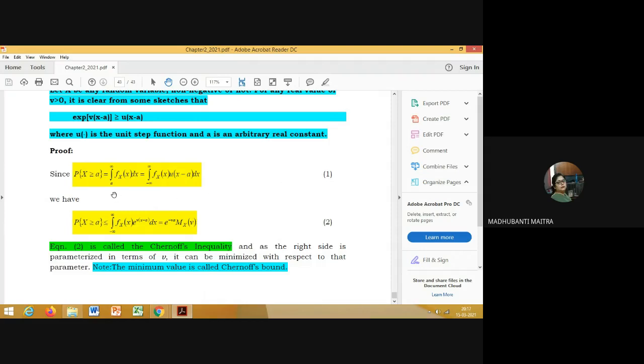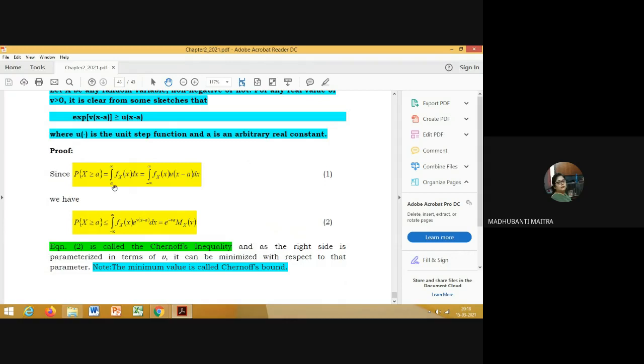Okay, so what is the proof? Let's go through it very fast. Probability X greater than or equal to a will be equal to the integration from a to infinity of f(x) dx, the area under this curve. If I change the limits of the integration to minus infinity to infinity, then this area could be identified as f(x) into u(x minus a) dx. We define a unit step at that particular point, right?